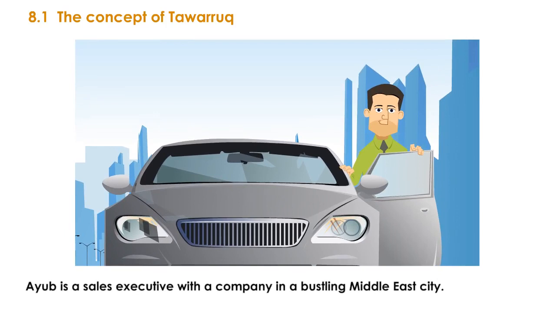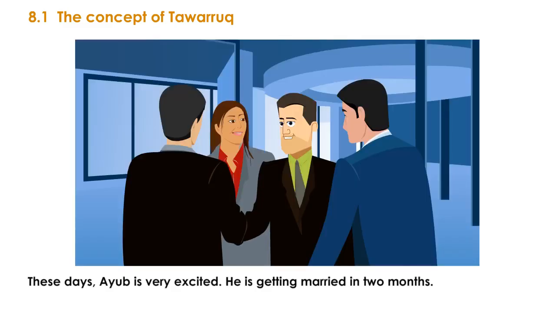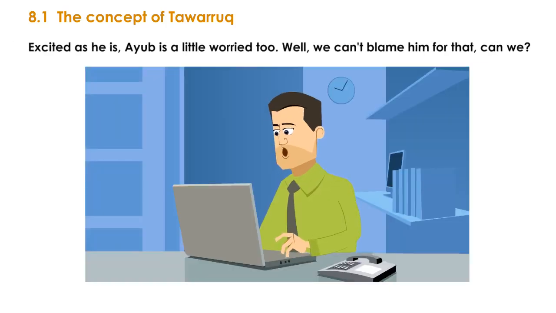Ayub is a sales executive with a company in a bustling Middle East city. These days, Ayub is very excited. He is getting married in 2 months. Excited as he is, Ayub is a little worried too. Well, we can't blame him for that, can we?